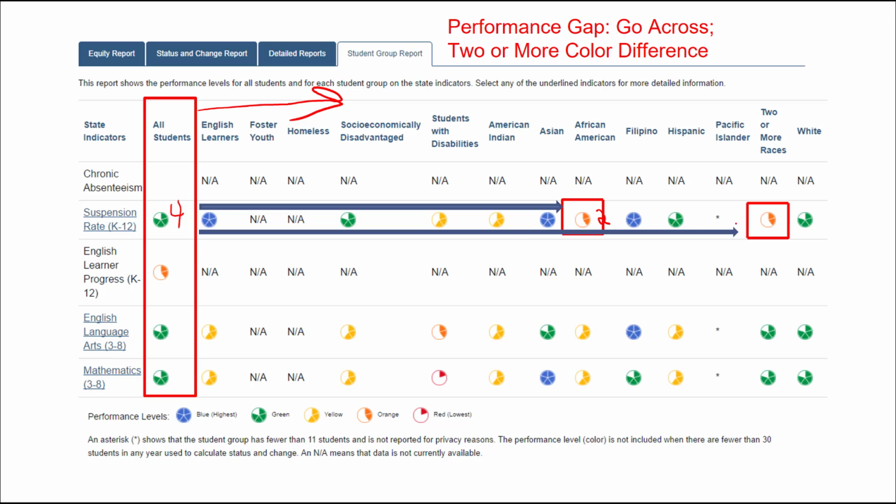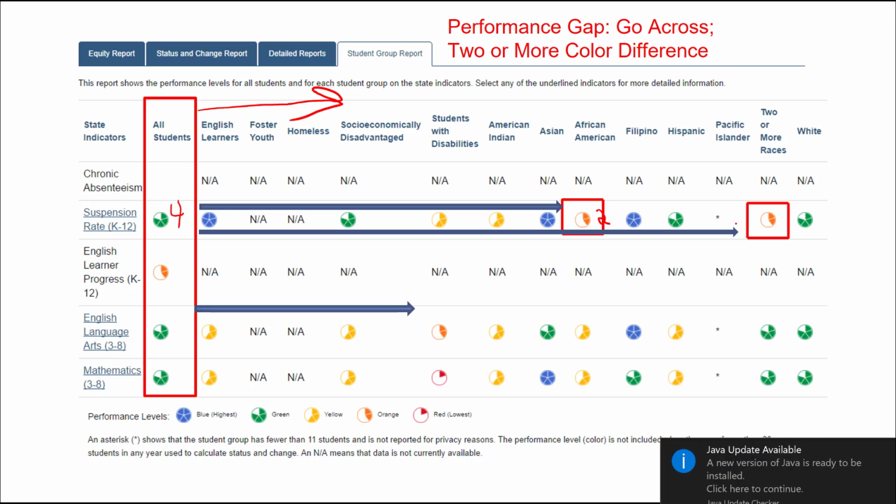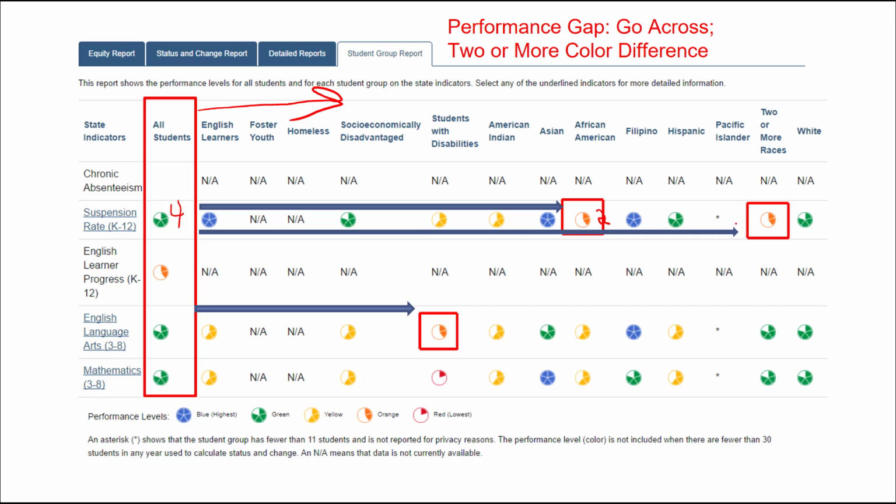This is how the California accountability system is set up for this idea of equity. With equity, even though all students are going great, we want to look at various student groups to see where we can help improve them. And you can see another one with ELA, green with ELA, but then going across, we can see that we have an orange. So that's an area of a performance gap, and you can see that one in math as well.